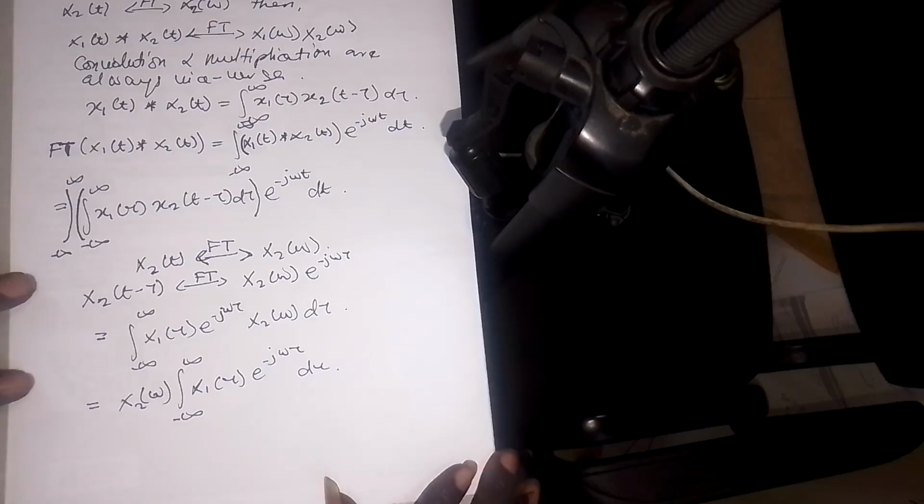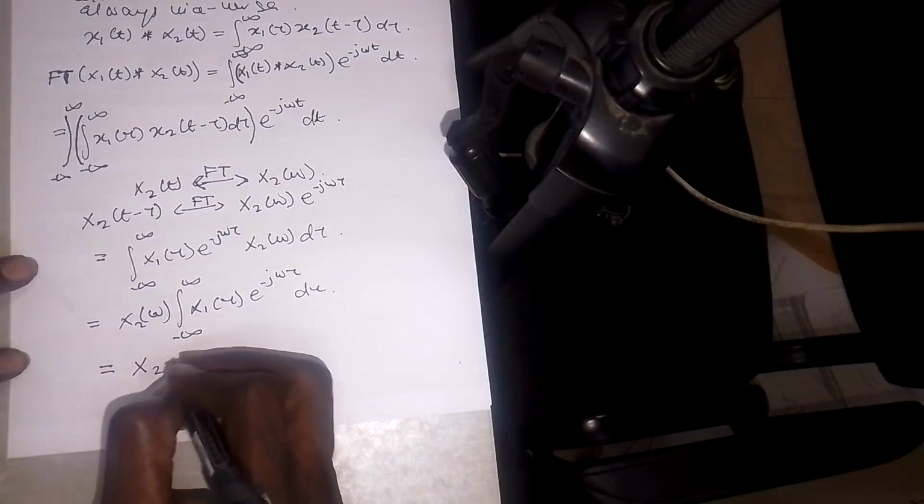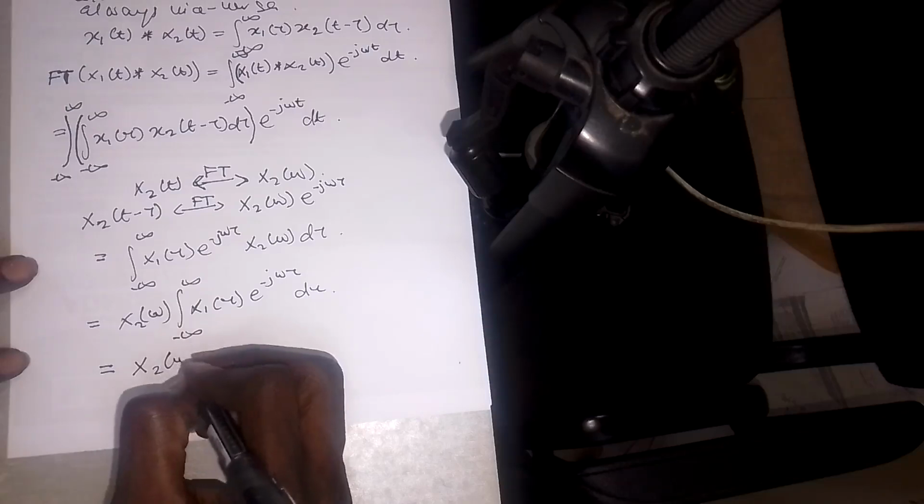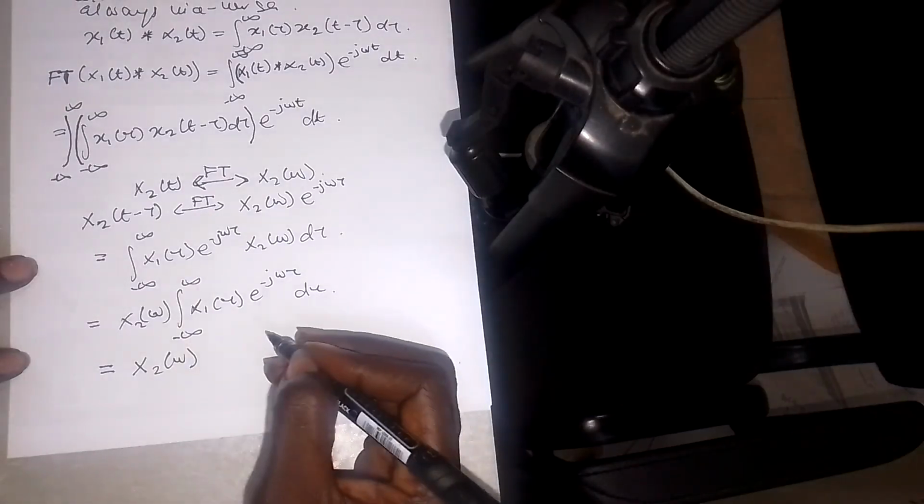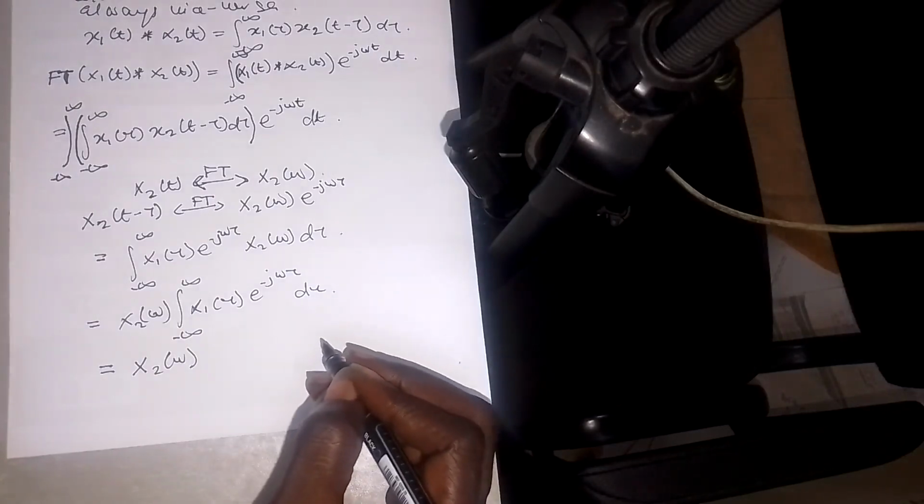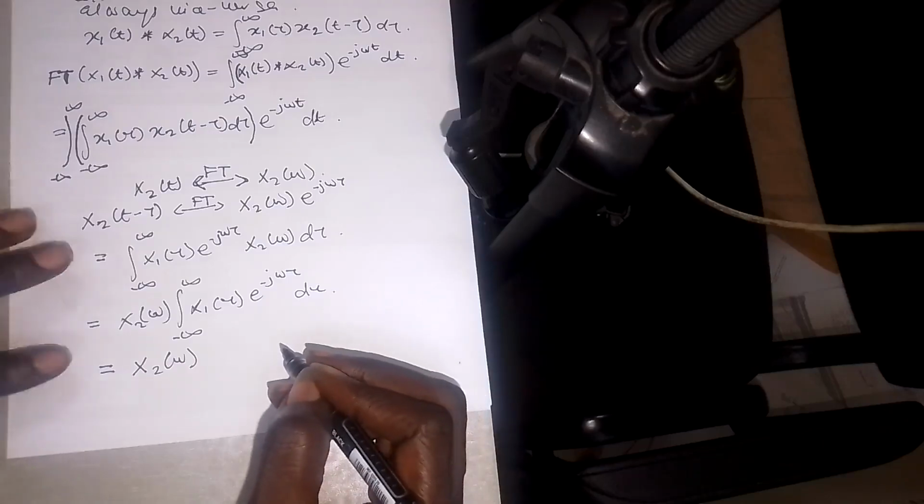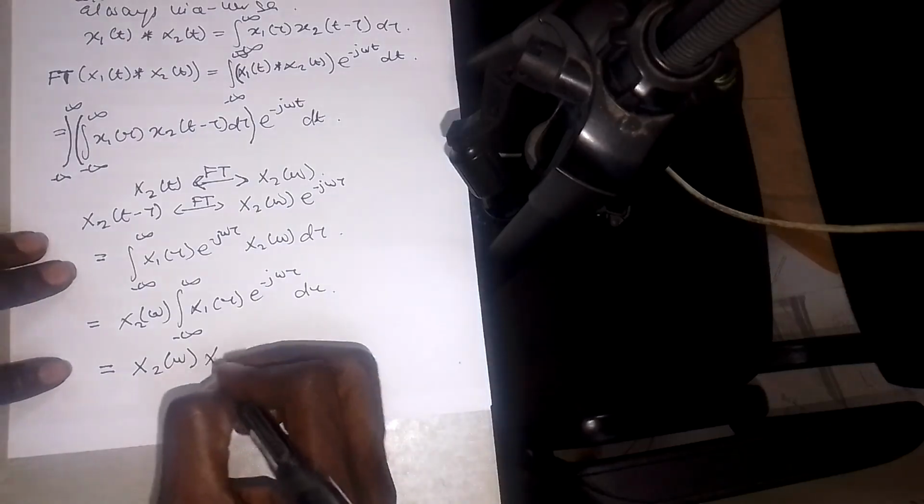Okay, so now this one is actually going to give me X2 of omega, and this one is going to give me X1 of omega. So if I write that, I'm going to have X1 of omega here.